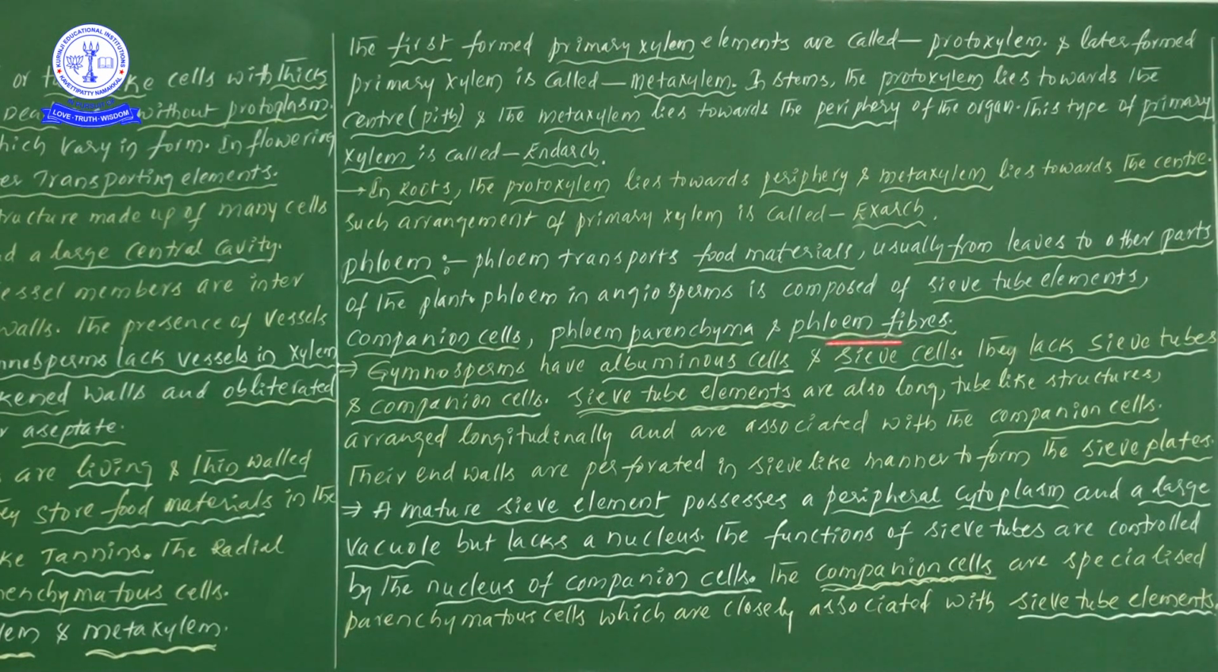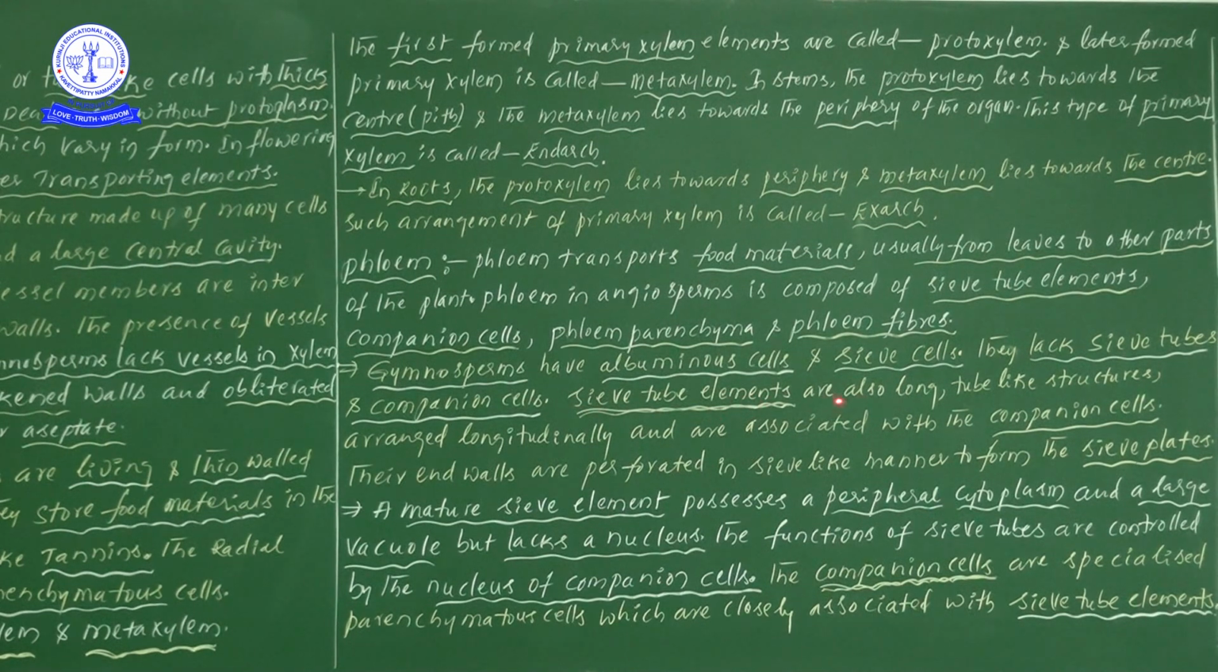Means in gymnosperms, sieve tube elements are absent, and companion cells are also absent. So instead of companion cells and sieve tube elements, in gymnosperms, what are the structures we are observing? Albuminous cells and sieve cells. Important. Next, let us start to discuss sieve tube elements.